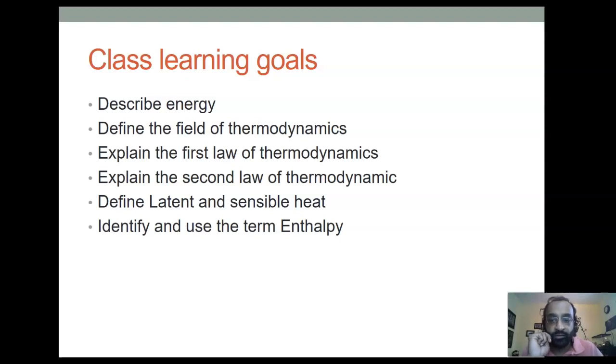We will define latent and sensible heat and give some examples, and also identify the use of the term enthalpy. So, first law of thermodynamics, second law of thermodynamics, what is latent and sensible heat, and what is enthalpy. So 5 things, if you master them this week, I think we have achieved our goals.